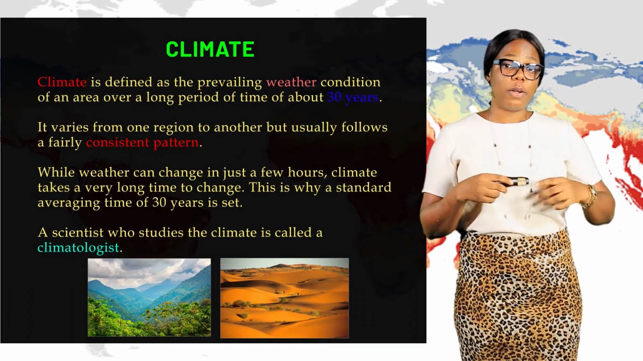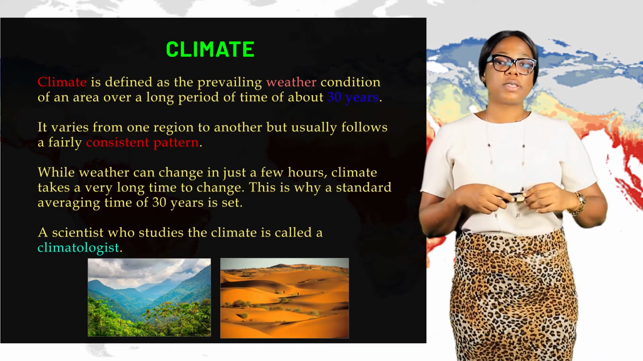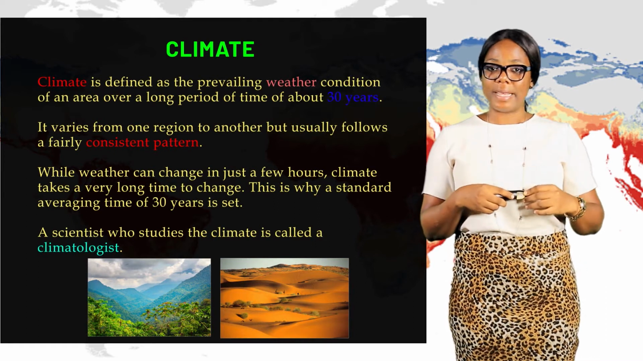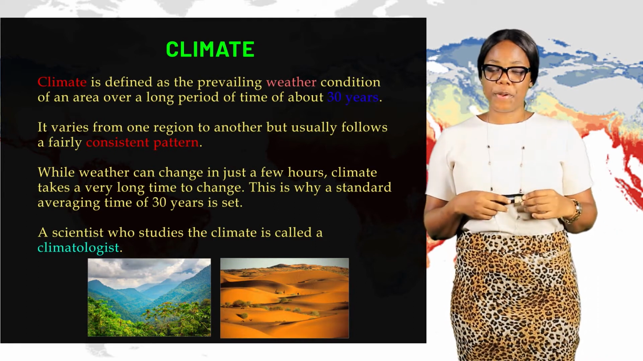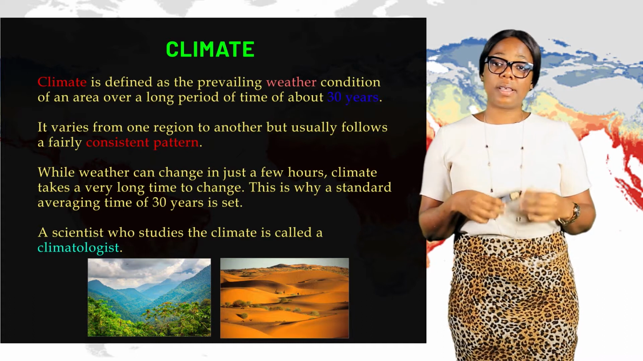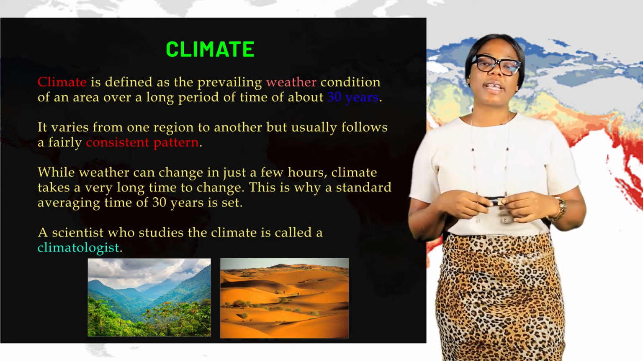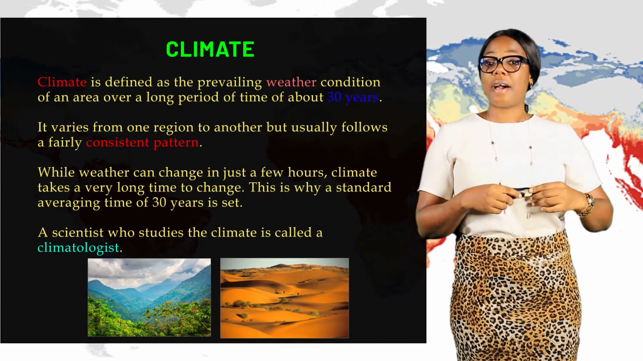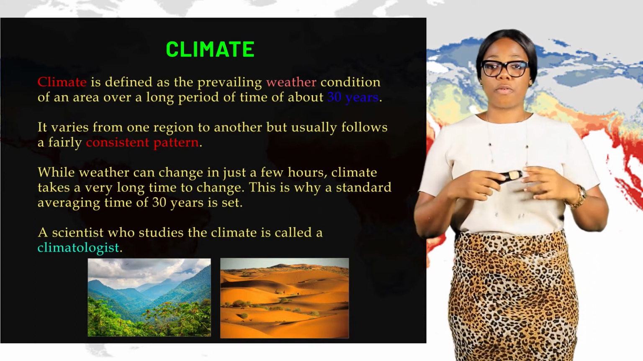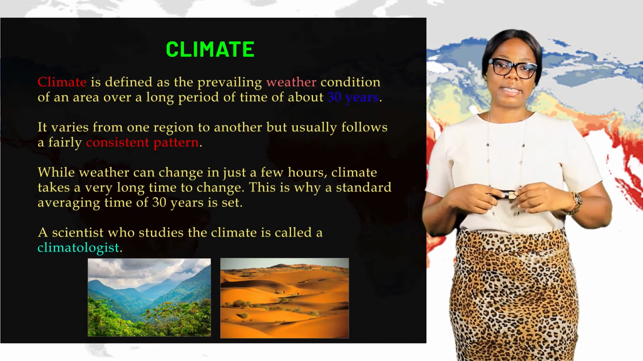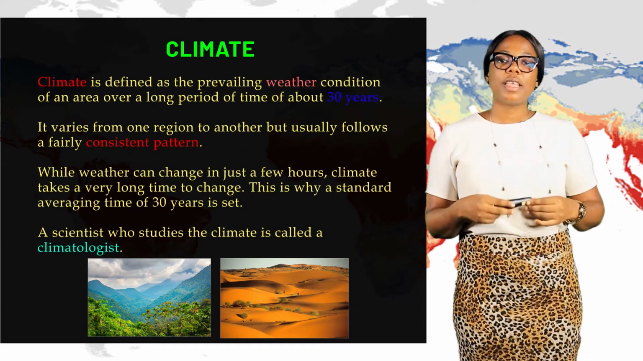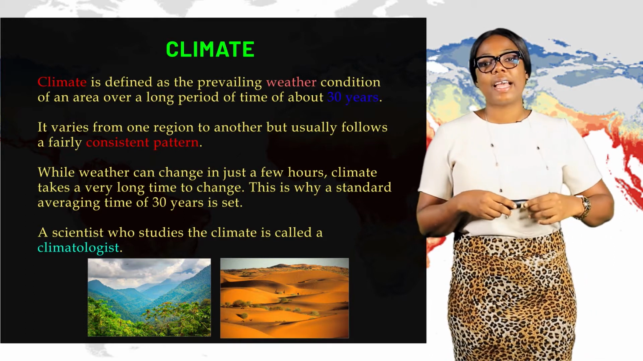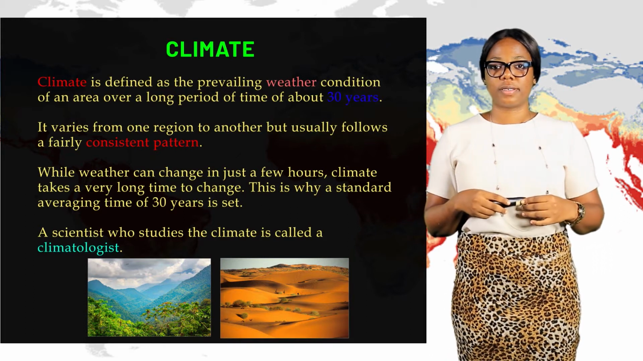If you can recall, in one of our classes, we saw that weather is the atmospheric condition of a particular place within a short period of time. But it is not the same in climate, which takes a very long time to change. This is why the standard averaging time for the climate of a region to be determined is set at 30 years. A person who studies climate or climatic patterns is called a climatologist.